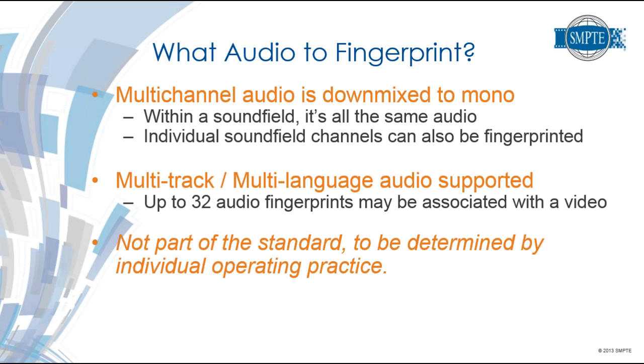Now, what audio are we going to fingerprint? This is an interesting challenge because we have one picture. You might argue there's two in stereo, but really they're one picture. But in audio, we have a whole different story. We have multi-channel audio to consider. So for multi-channel audio, the decision was made we would downmix multi-channel to mono. The reason being it's all the same audio within that sound field. We can still fingerprint individual sound field channels if we so desire, for whatever reason somebody may want. But a multi-channel sound mix is the sound that's associated with the picture. So mixing it down to mono for generating fingerprints is reasonable.